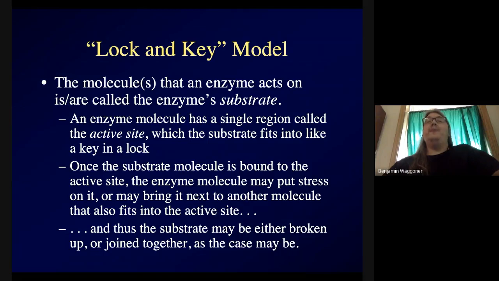Once the substrate molecule is fit into the active site, the enzyme molecule might put stress on it. The enzyme molecule might bring it next to another molecule that fits, and the substrate will either break up or the substrate might come together with something else.